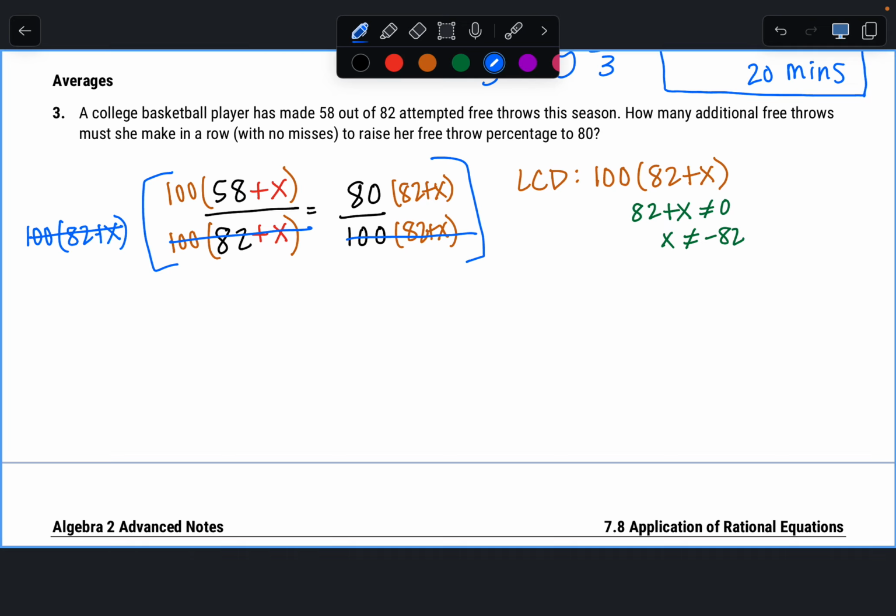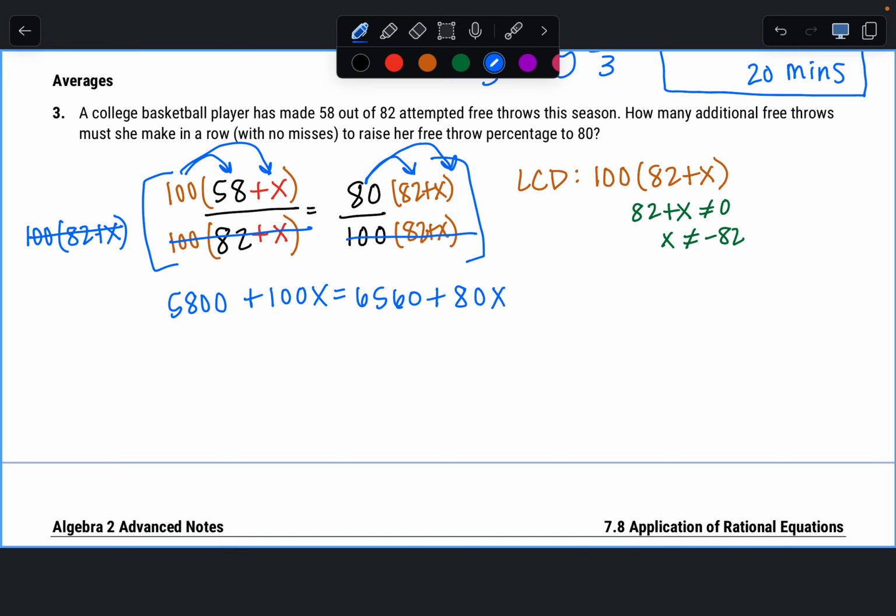Now, this is where you would probably find yourself using the calculator a little bit more. I'm going to go ahead and show you the multiplication. Remember, on your quiz, we will have a 4-function calculator for you built into the quiz. So it will kind of pop up on your screen. So I'm going to have 5,800 plus 100x equals 6,560 plus 80x. And all I did was distribute my 100 and distribute my 80. That's all that's coming from in the numerators.